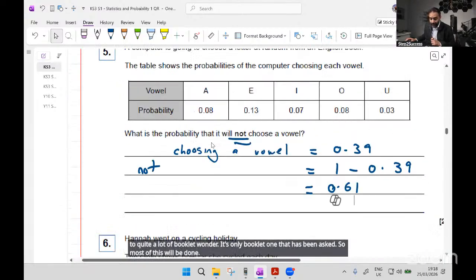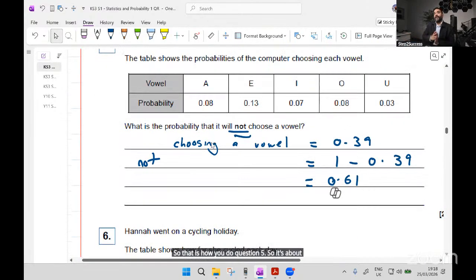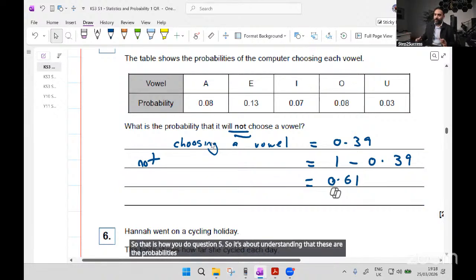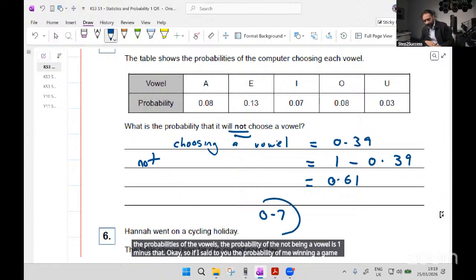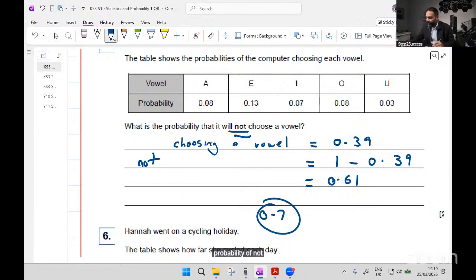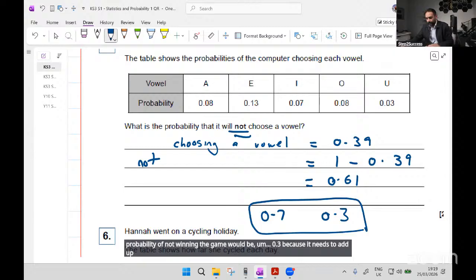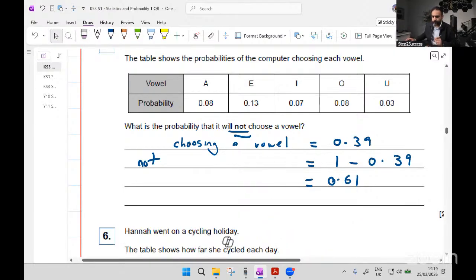So that is how you do question 5. It's about understanding that these are the probabilities of the vowels, and the probability of it not being a vowel is 1 minus that. If I said to you the probability of me winning a game is 0.7, the probability of not winning the game would be 0.3, because it needs to add up to one whole. That was question 5.